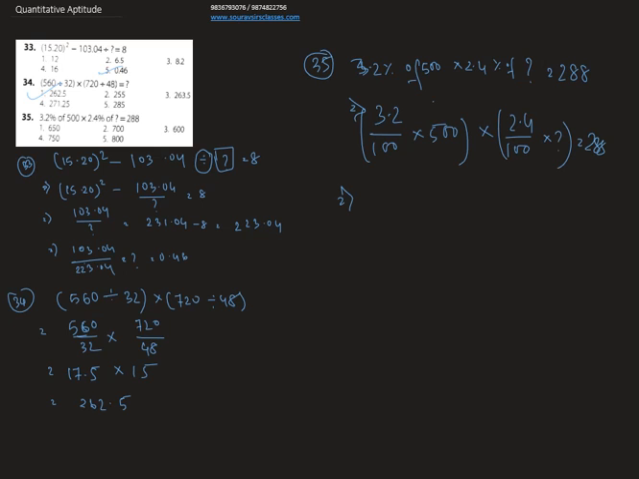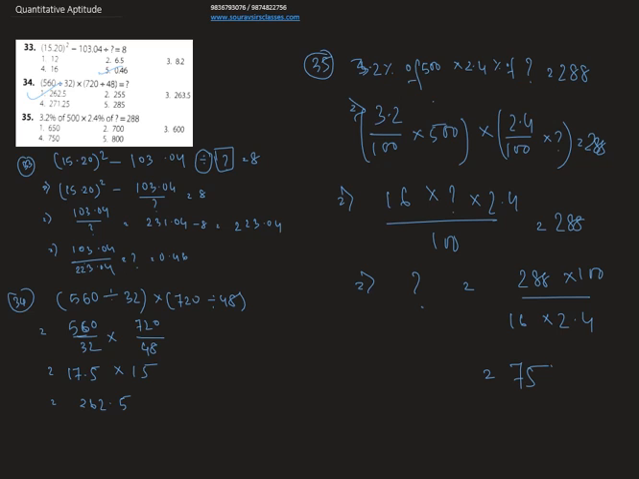Now this results in 3.2 into 5, which is 16, multiplied by 2.4 divided by 100 is equal to 288. Therefore the unknown number is equal to 288 into 100 divided by 16 into 2.4, and after some calculations we get 750 as the answer. Therefore option 4 is the correct answer.